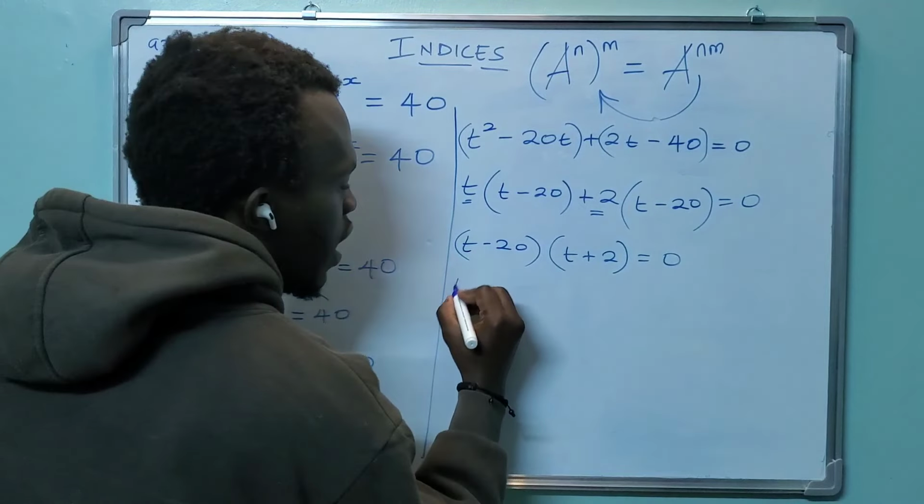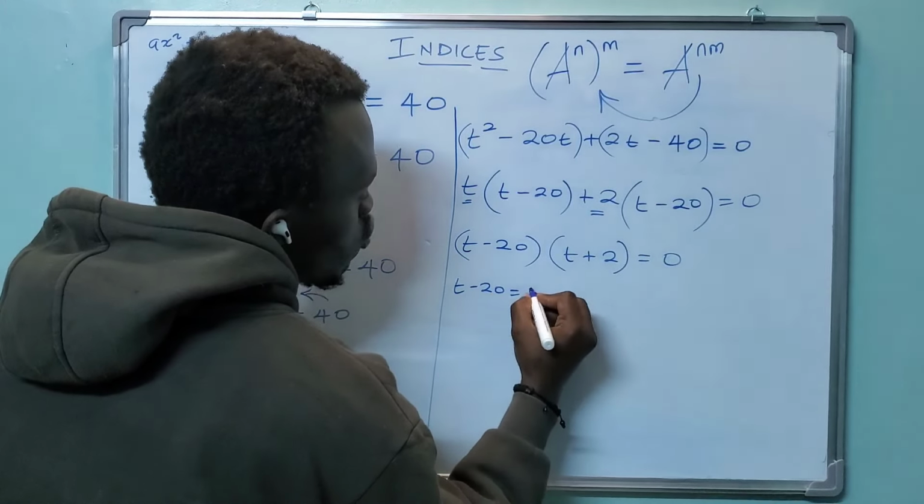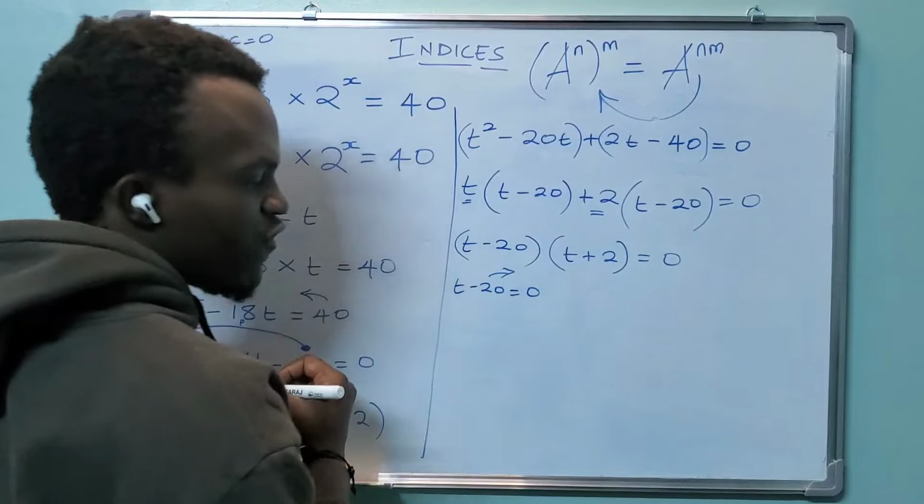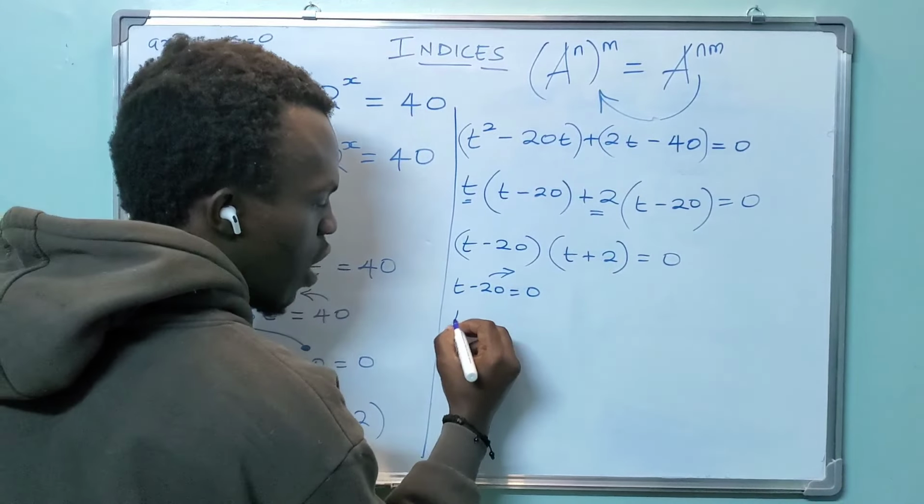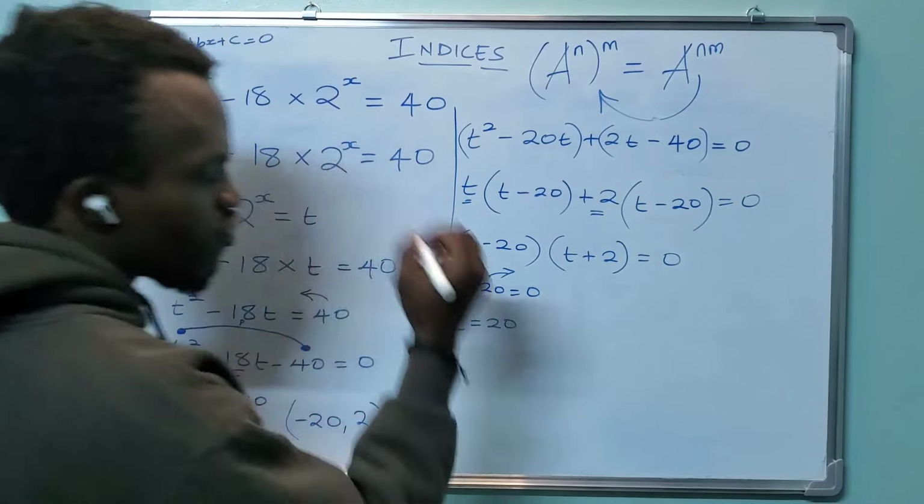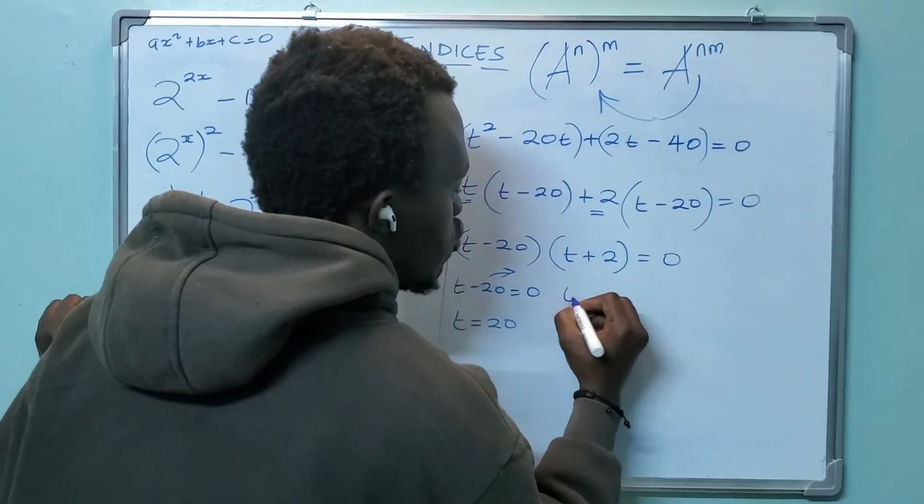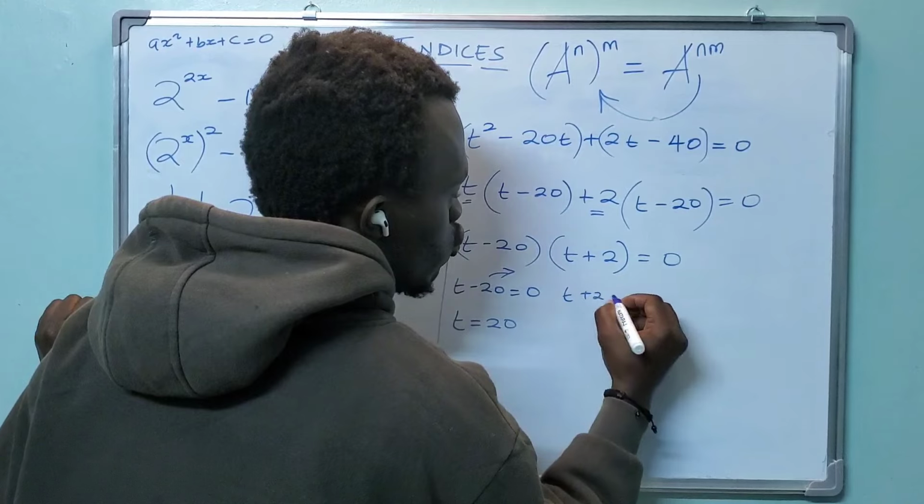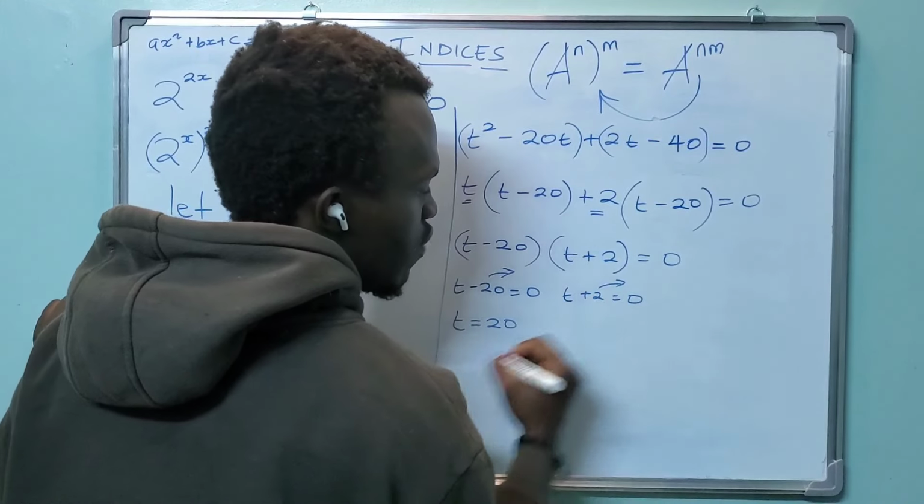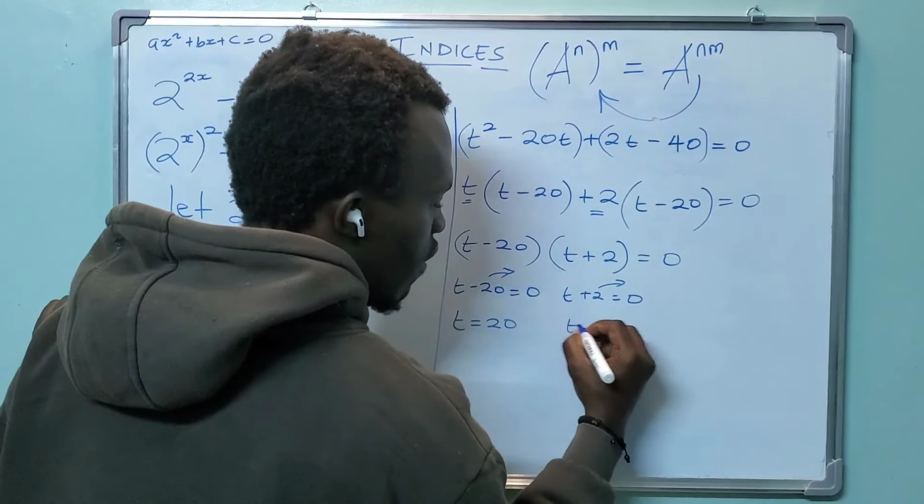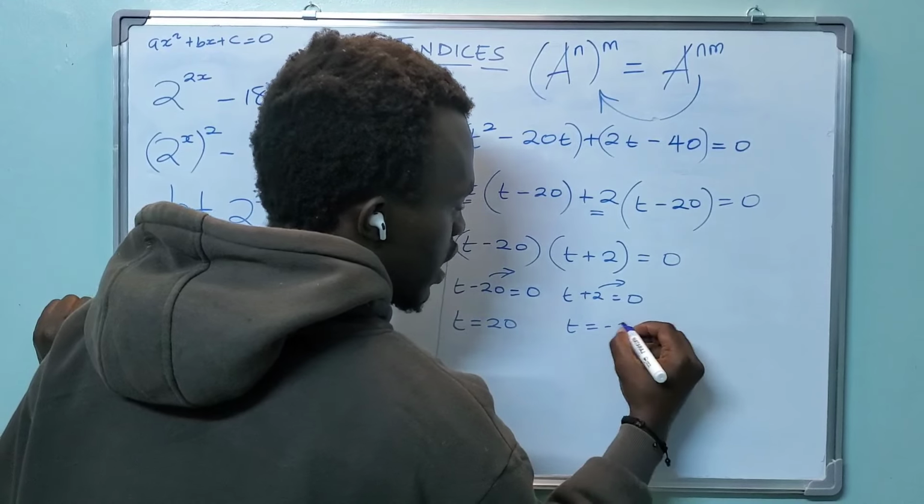So I'm going to have here t minus 20 equals 0. When I take negative t to the other side, it will be positive t. So I'm going to have there t equals 20. So the first value of t is 20. The second value of t, I'm going to have here t plus 2 equals 0. Take that to the other side, it will be a negative. So I'm going to have here t equals negative 2.